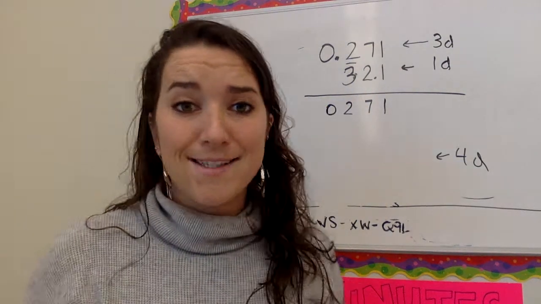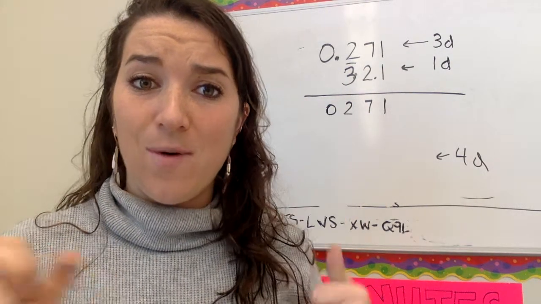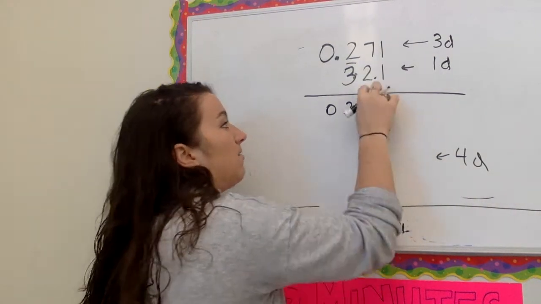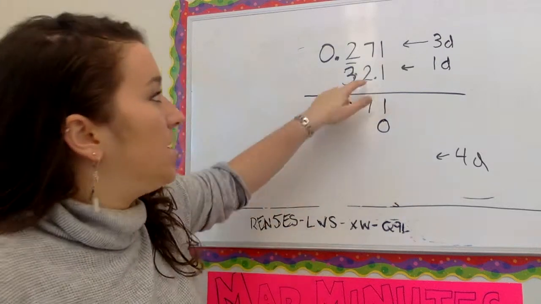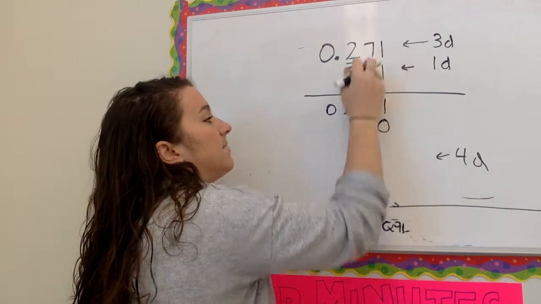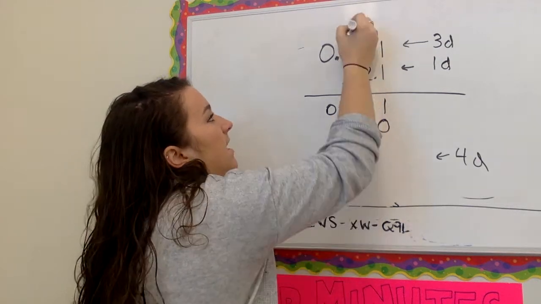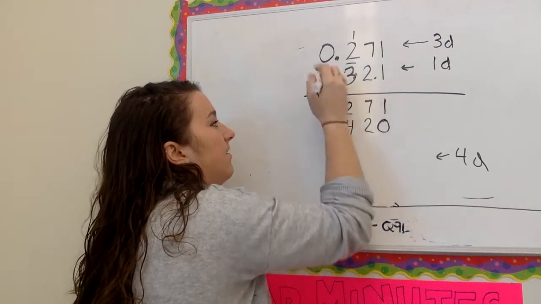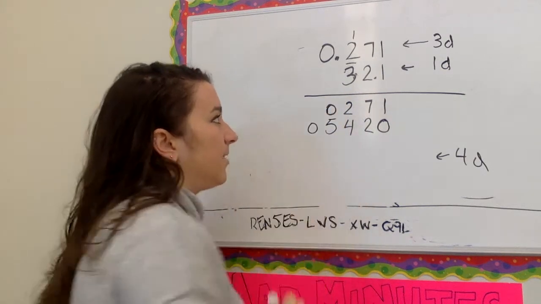Now when I go on to the next step, and all of you should know this since you did so well on step 3, I need to use my placeholder, my 0, before I can start multiplying with my 2. So then I'll do 2 times 1, which is 2. 2 times 7, which is 14. 4, carry the 1. 2 times 2, which is 4, plus 1, which is 5. 2 times 0, which is 0.